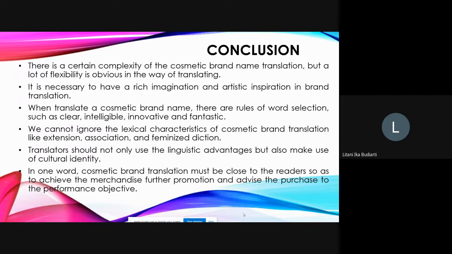Translators should not only use the linguistic advantages, but also make use of cultural identity. In one word, cosmetic brand translation must be close to the readers so as to achieve the merchandise promotion and advise the purchase performance objective. So it has to be short but meaningful and also have aesthetic significance.